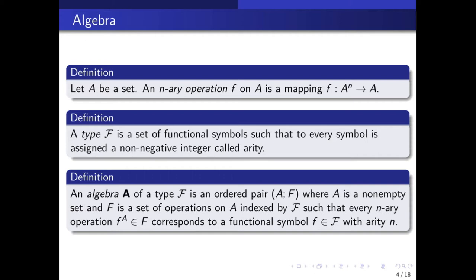And we want more of these operations. We want a whole set of them. So we have a set of operations, now we want to index this set. And the way we do this is we define a type. So we have these functional symbols, and we assign n to those symbols. So now we have operations with arity n, which is an integer. So that's our algebra.